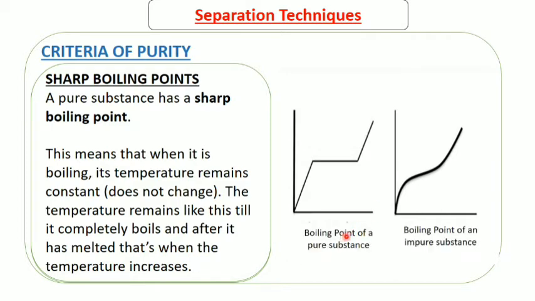So even in the graph, I've got the boiling point of a pure substance and the boiling point of an impure substance. Of course, the numbers here are going to be different. The boiling point for water is 100 degrees Celsius. For an impure substance, maybe it starts at 97, 98. By the time it reaches 100, that's when all the water is boiled. It all depends on the impurity, but this is an idea of how the graph looks.